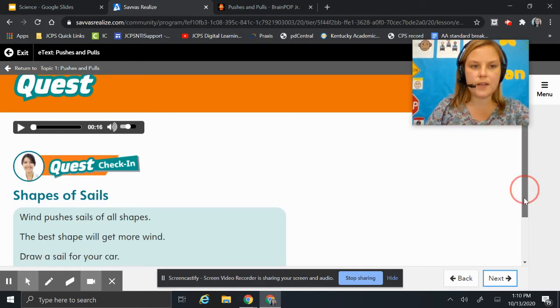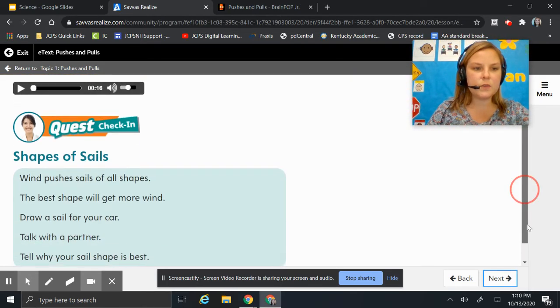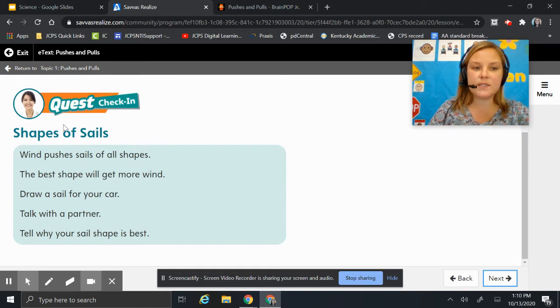All right, this is our next part. This one says shapes of sails. This is definitely something that we work on in our class. Wind pushes sails of all shapes. The best shape will get more wind. Draw a sail for your car. Talk with a partner. Tell why your sail shape is best.